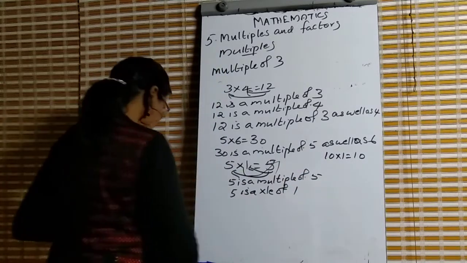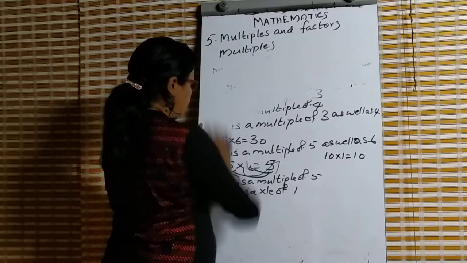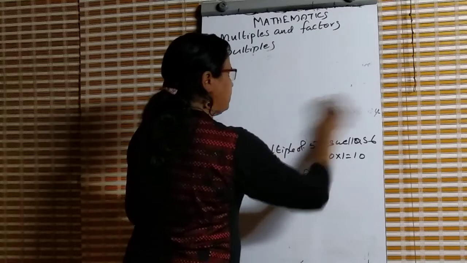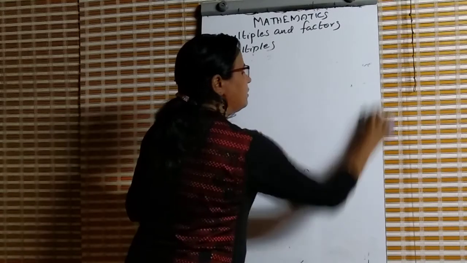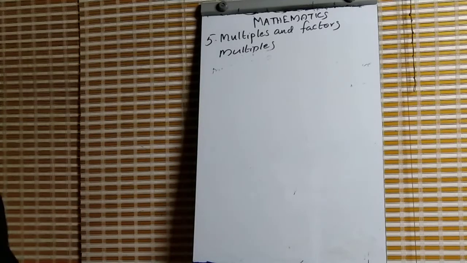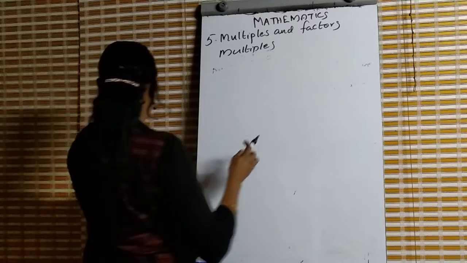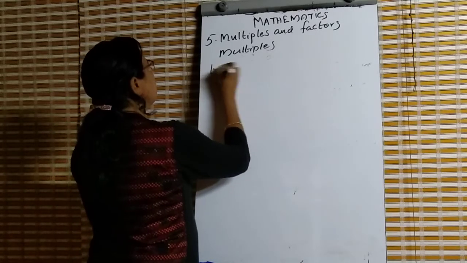Now, take your notebook and write the heading Multiples. Then write the next questions. First question, question number 1.